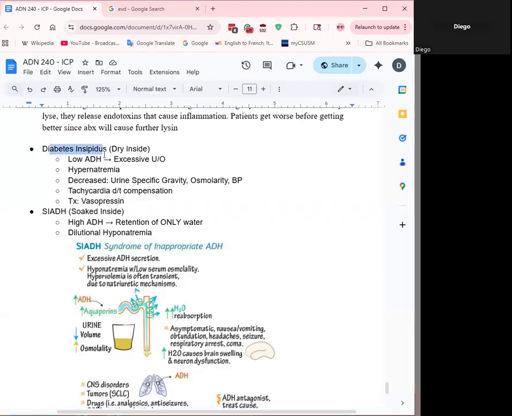But diabetes insipidus, it's DI. You can think of DI as standing for dry inside. This is all related to your ADH, which is antidiuretic hormone. This condition is low antidiuretic hormone, so it's going to cause diuresis. You're going to be peeing a lot because you don't have enough of the thing that keeps you from peeing your brains out. So you're peeing a lot.